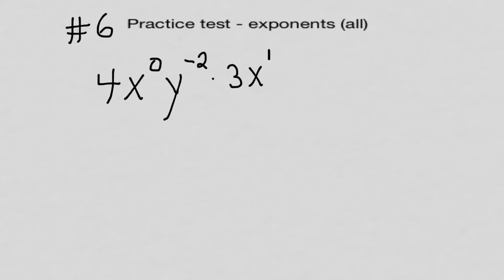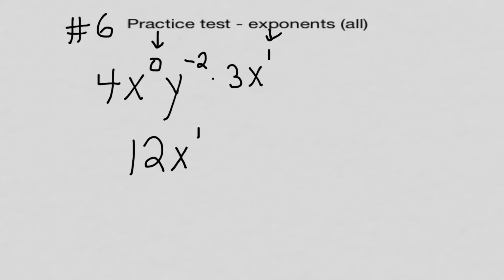All right, I'm going to handle my numbers first. It's going to be 4 times 3, which is 12. I'm going to handle my x's next. I'm going to add my two exponents. 0 plus 1 gives me x to the first, and y, right?